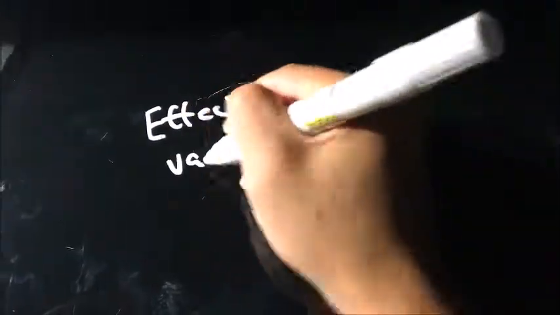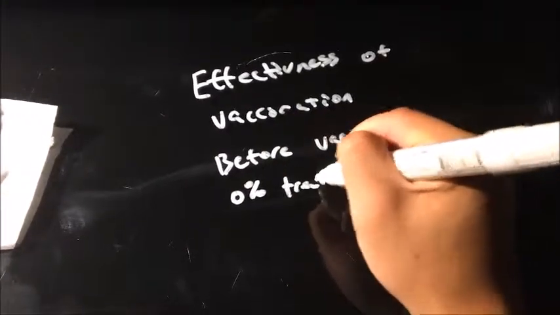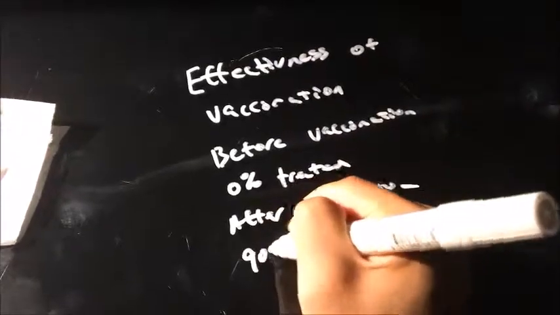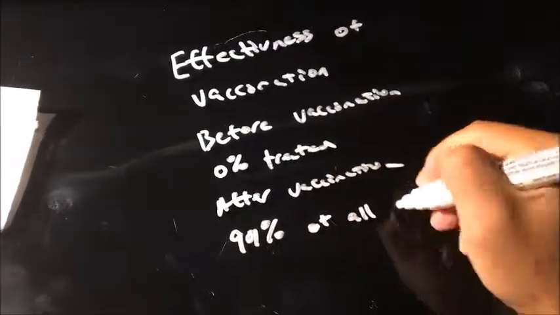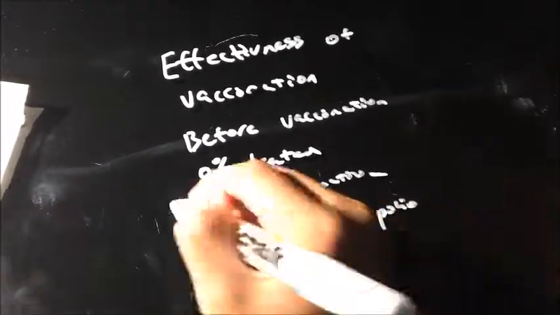Effectiveness of vaccinations. Before vaccinations were introduced, there was no cure for the polio disease, and the doctors could only treat the symptoms, which gave no hope, and the cases of polio remained the same. However, after the introduction of the vaccination, there was a dramatic 99% decrease in all cases regarding polio.